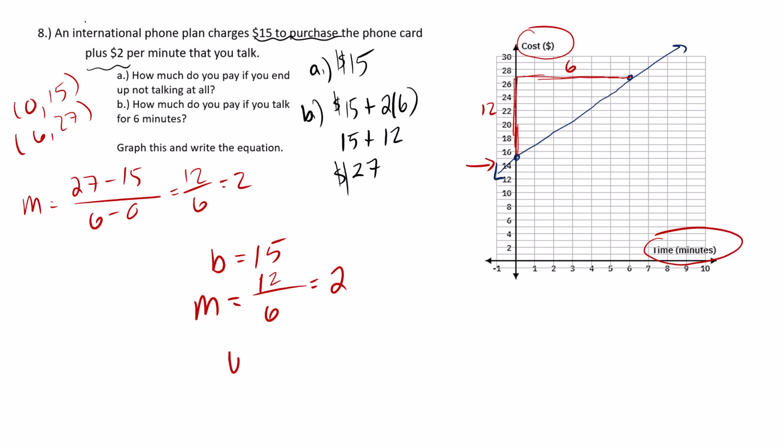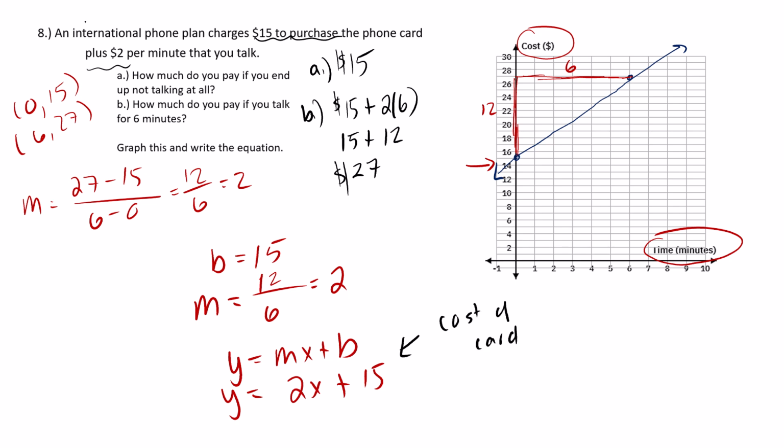And now writing the equation of the line, y equals mx plus b, we have y equals 2x plus 15. Now, I mentioned earlier that the y-intercept represents the cost of the card, or the cost for talking for no minutes at all. The slope, you'll recognize that number from up there, represents the cost per minute.